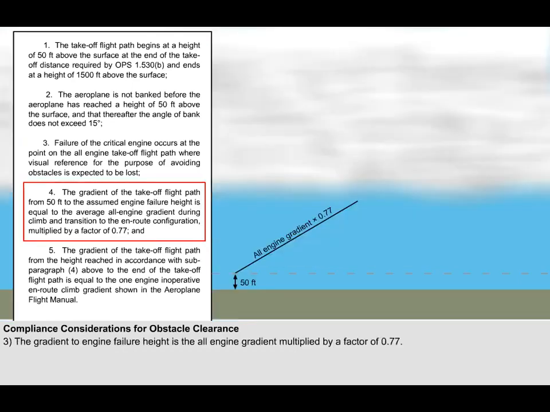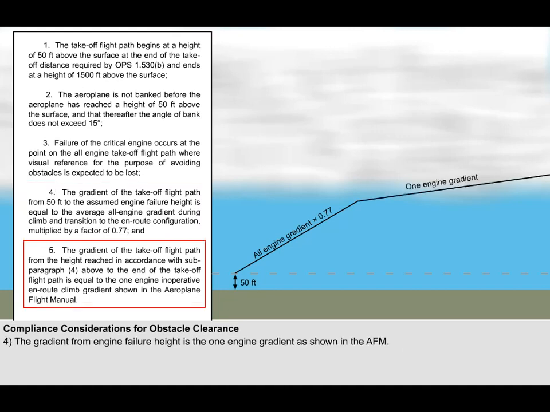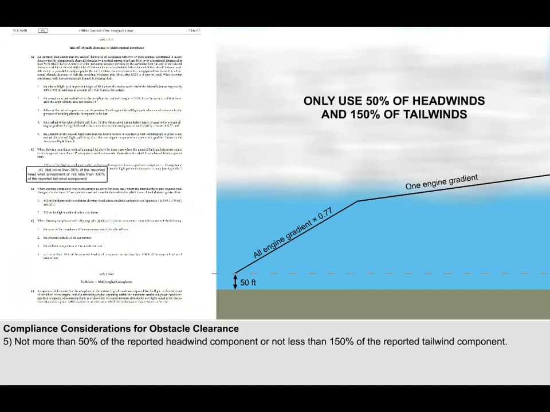Thirdly, the gradient of the takeoff flight path, from 50 feet to the assumed engine failure height, is to be equal to the average all-engine gradient during climb and transition to the en route configuration, multiplied by a factor of 0.77. Making this correction to the gradient gives a net gradient. The fourth condition of compliance is that the gradient of the takeoff flight path from the assumed point of engine failure to the end of the takeoff flight path is to be equal to the one engine inoperative en route climb gradient shown in the aeroplane flight manual.